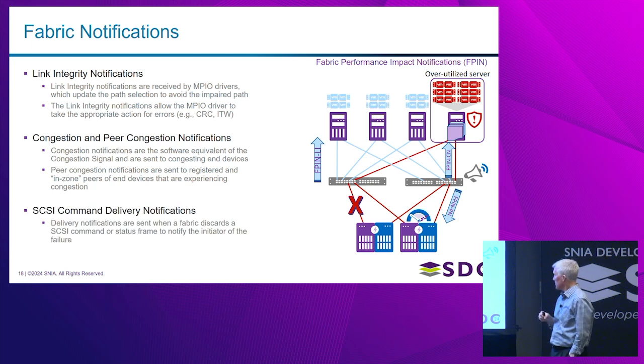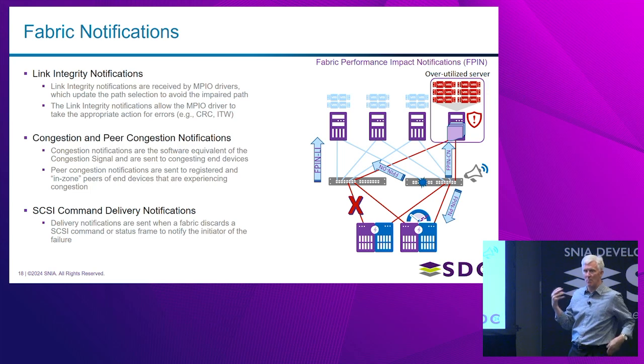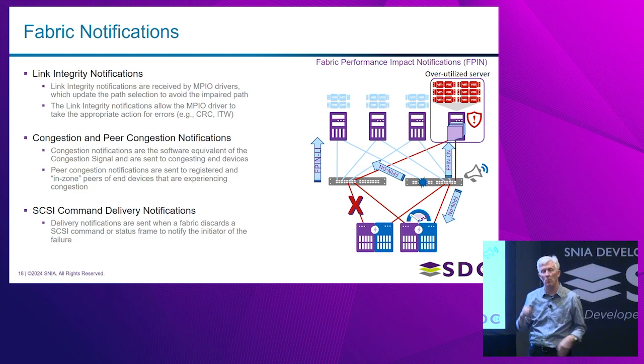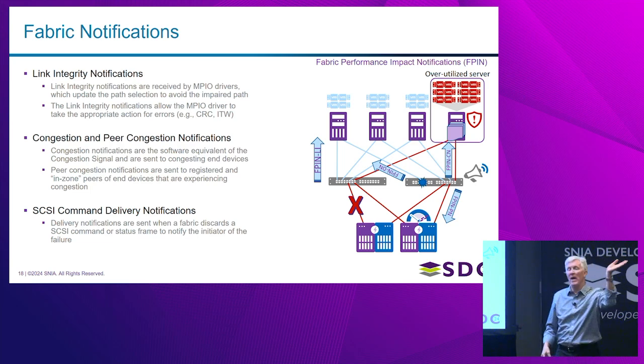And then finally, if there happens to be a reason for the fabric to discard a command frame, we can short circuit the timeout that's set up at the OS level or higher that says, hey, we're going to wait 30 seconds or 60 seconds for a command to timeout. Instead, we can send a delivery notification that says, hey, we know this is not being delivered back to the originator, and then short circuit that process.